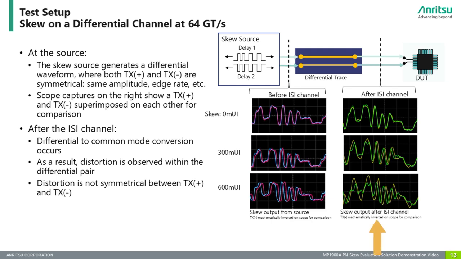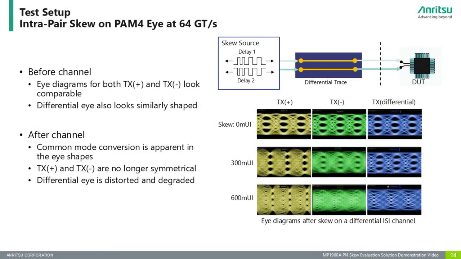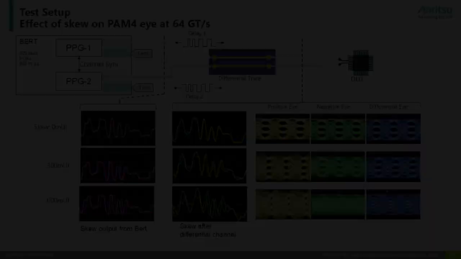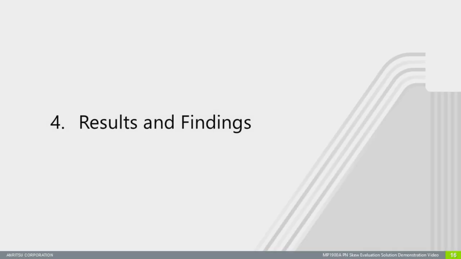On the other hand, after the ISI channel, asymmetrical distortion is observed within the differential pair. This distortion can also be seen in the eye diagram. The test setup and the observed effects of skew are summarized in this figure. Let's look at the results and findings of this test.